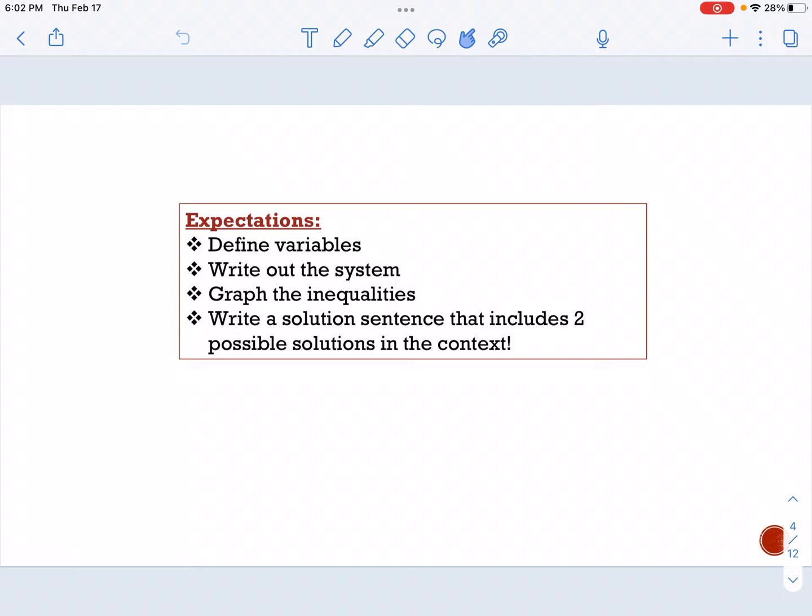After you've created the system, you're going to graph the inequalities using boundary lines, understanding the difference between a solid boundary line versus a dashed, and then looking at test points in order to determine the direction in which we should be shading. Finally, we're going to analyze what points in the solution region means. You should write a solution sentence, and it says here include 2 possible solutions, but it really depends on the context, and we'll talk a little bit about that as we move forward.